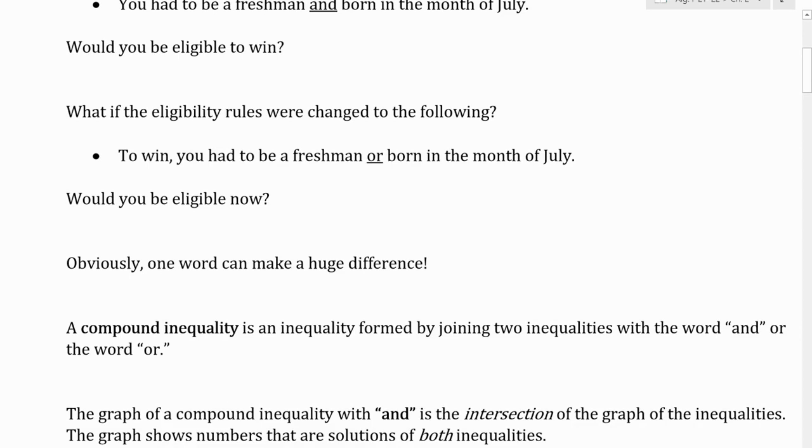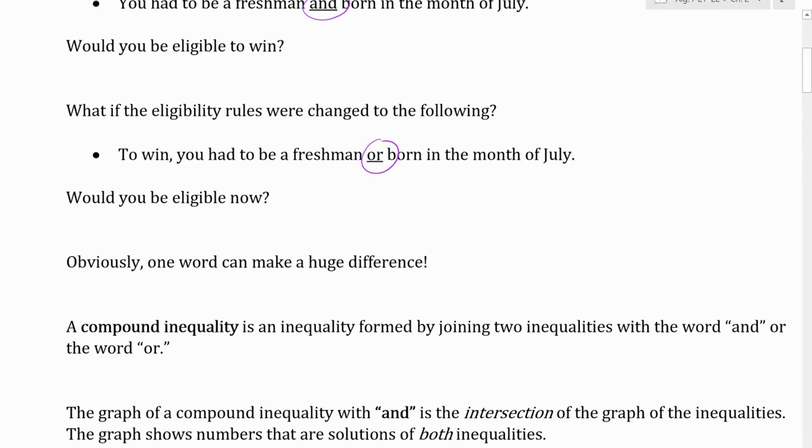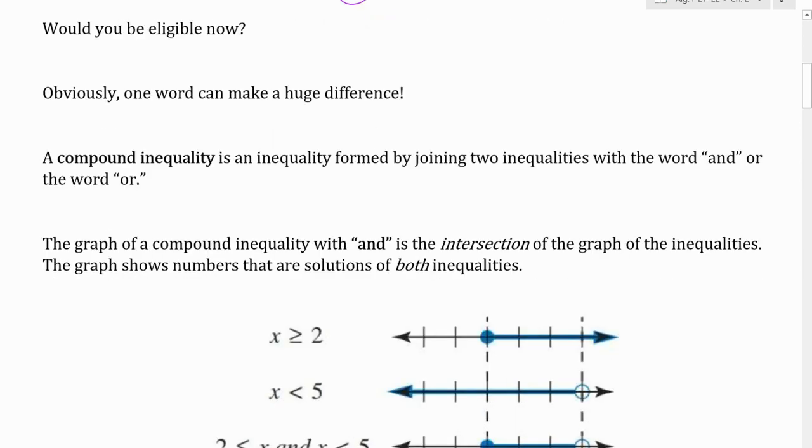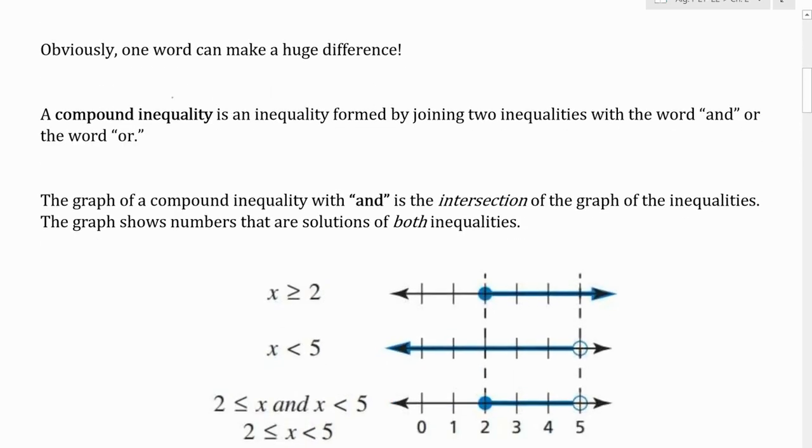However, if you put the word or in there instead of and, then that opens it up for most of y'all. Because most of y'all are freshmen. You could either be a freshman or born in the month of July. So I've got some students who aren't freshmen in Algebra 1, but if they were born in the month of July, they'd still be eligible. Okay? So that one word makes a big old difference. And we refer to inequalities that use the words and or or as compound inequalities.